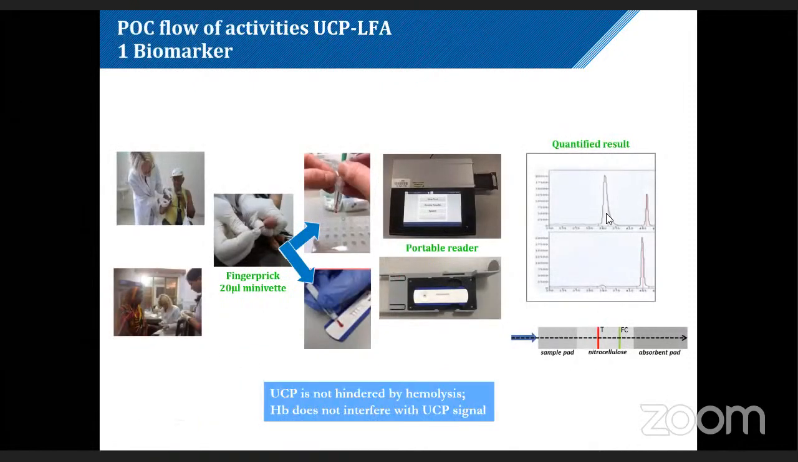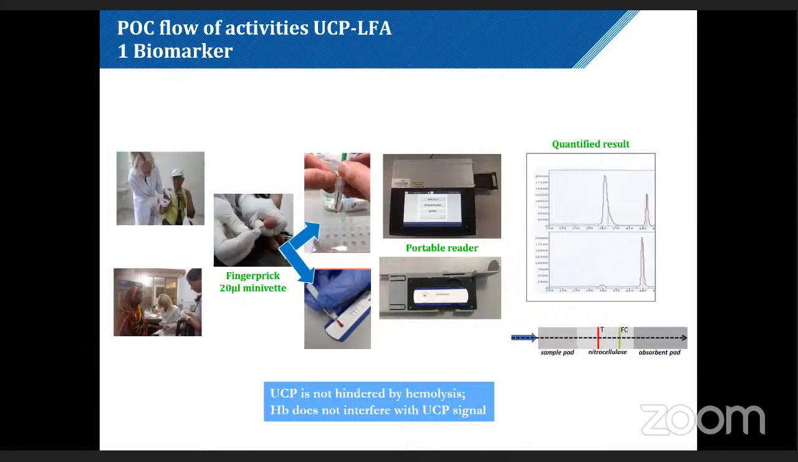So in the field, it goes as follows. If we use a finger prick method, then for a patient or control we use a finger prick in the finger, and we take an exact amount of 20 microliter using a mini-vet.